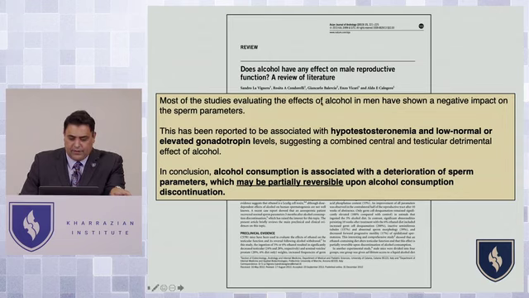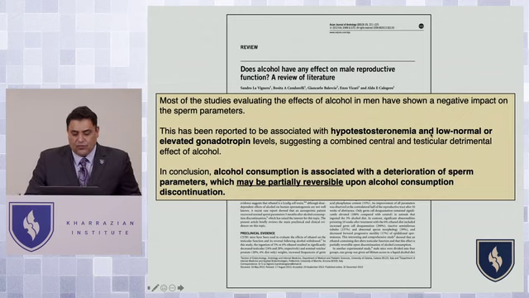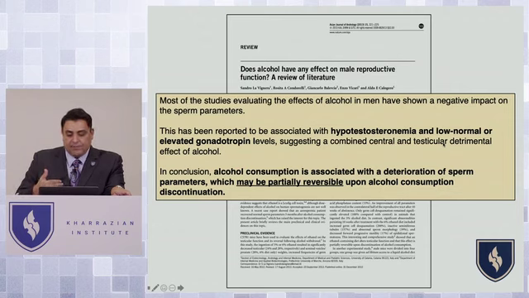Now, when you look at males, it's different. Most of the studies evaluating the effects of alcohol in men have shown a negative impact on sperm parameters. This has been reported to be associated with hypotestosteronemia or low normal elevated gonadotropins, suggesting combined hypothalamic-pituitary and testicular detrimental effect of alcohol. So they're saying alcohol impacts the pituitary pathways and the testicular pathways. And then they go on to say in their conclusion, alcohol consumption is associated with a deterioration of sperm parameters, which may be partially reversible upon alcohol consumption discontinuation.